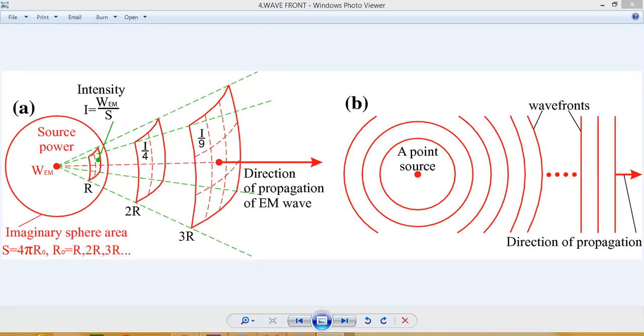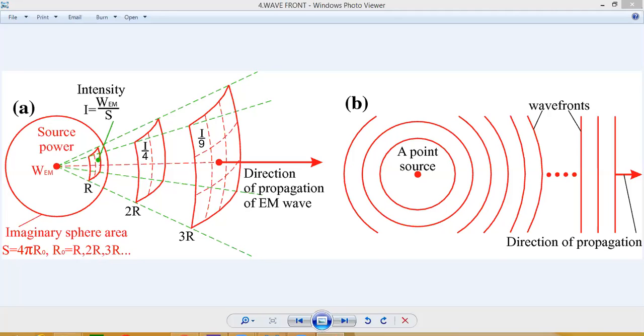When you go to the bigger surface, there also 1 watt is available, and even if you increase your surface, there also only 1 watt is available. Then what is the meaning of this? Your power is not changing. Whatever power you concentrated from the source is not changing. But what is changing? The power per unit area is changing.